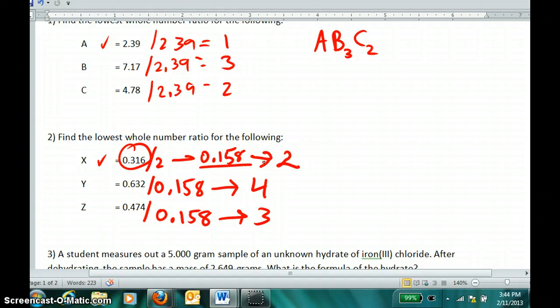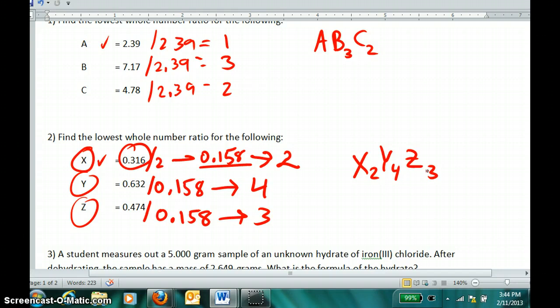In other words, this ratio isn't a 1 to something ratio like the first example. It's actually a 2 to 4 to 3 ratio. And this would be X2Y4Z3 as an empirical formula.